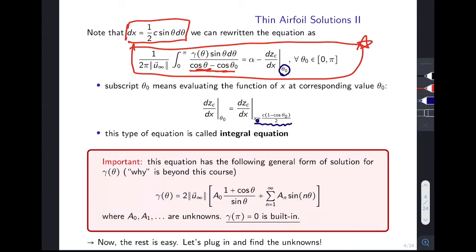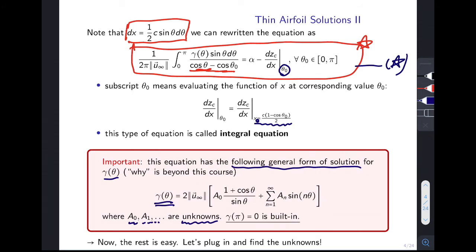Good. So one important thing I want to talk about is this equation, let's call it equation star. This equation star has the following general form of solution for gamma theta. Let's look at this form of the solution. This form of solution says that gamma theta looks like a sine and cosine trigonometric series, with unknown coefficients a0 to an, probably a infinity.